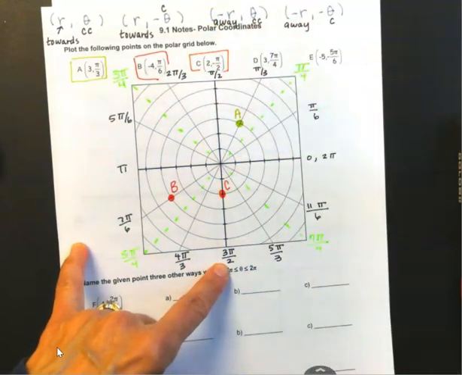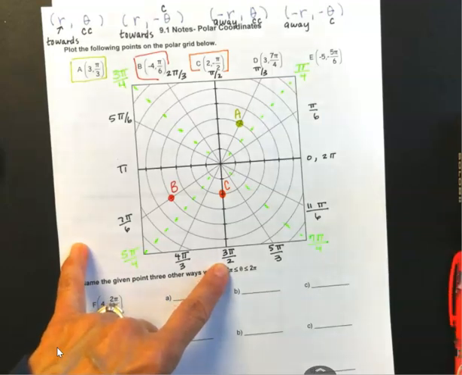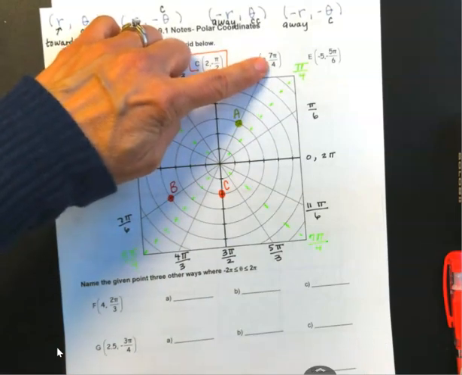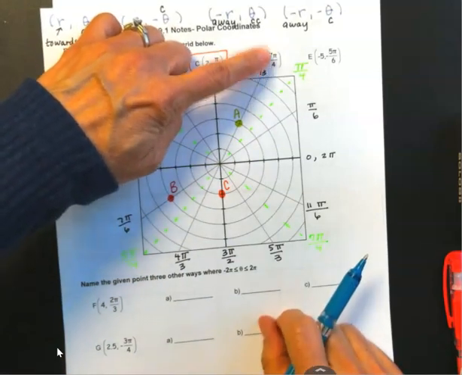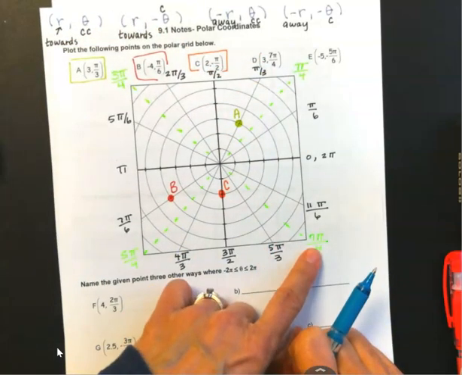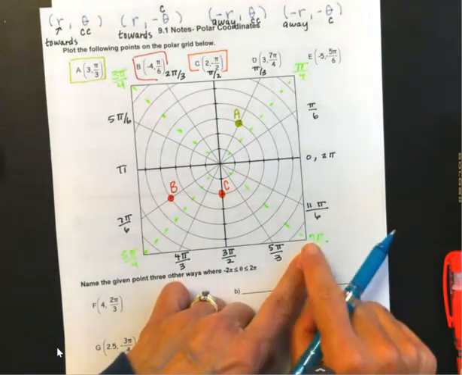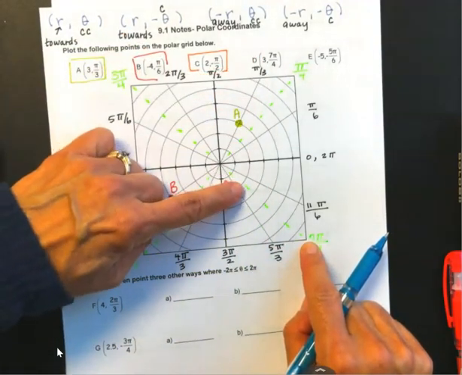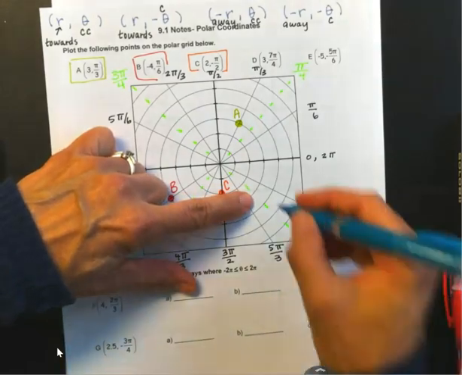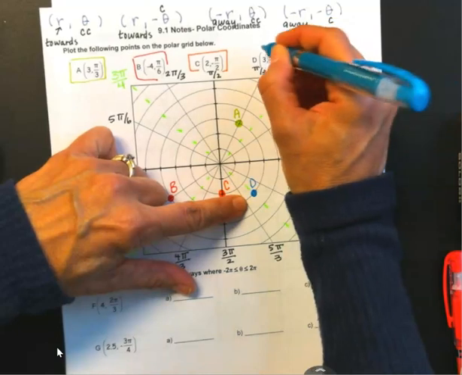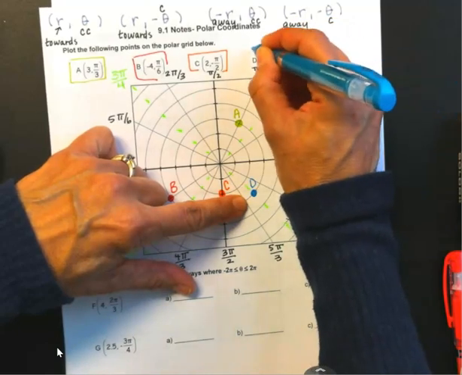All right, let's go ahead and take a look at the next one. So the next one is going to be letter D, and letter D is both positive, but remember you have to locate 7 pi over 4. 7 pi over 4, remember your 4s are on a corner. So 7 pi over 4 is right here, and we are going to go 3 places towards it. 1, 2, 3. So D is right here.